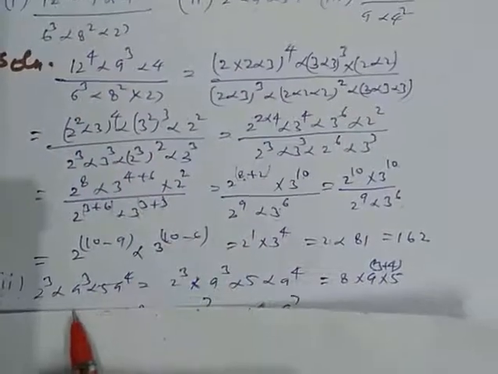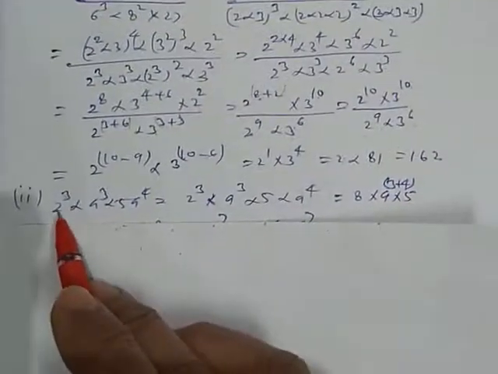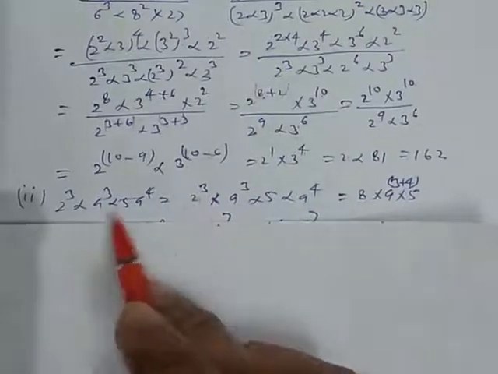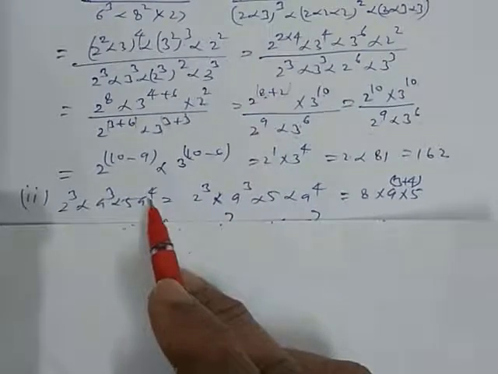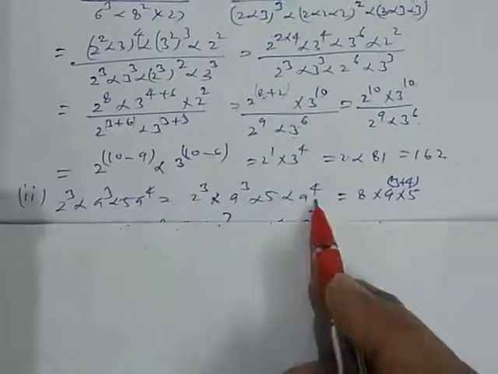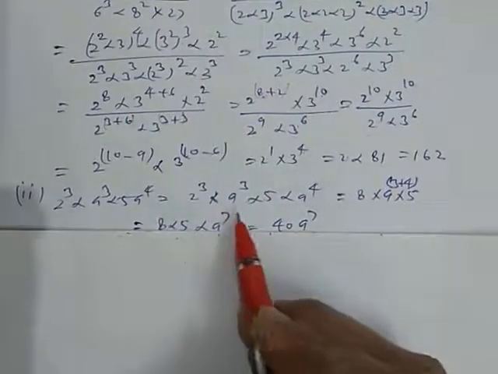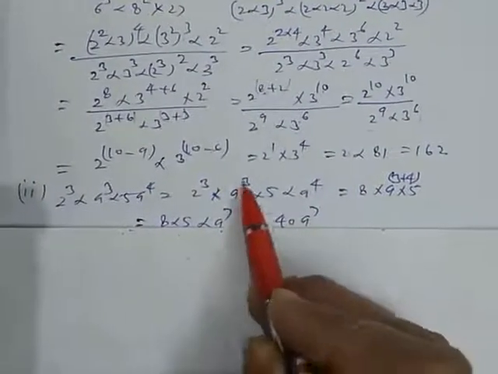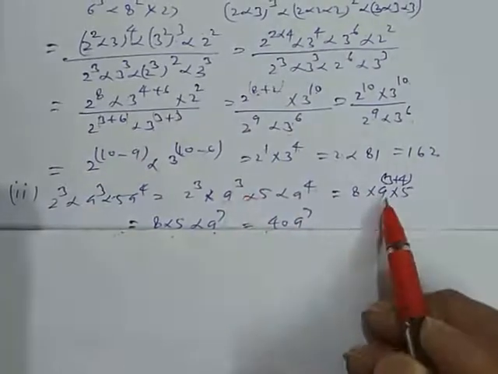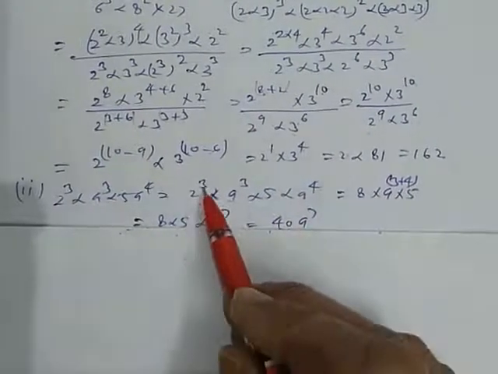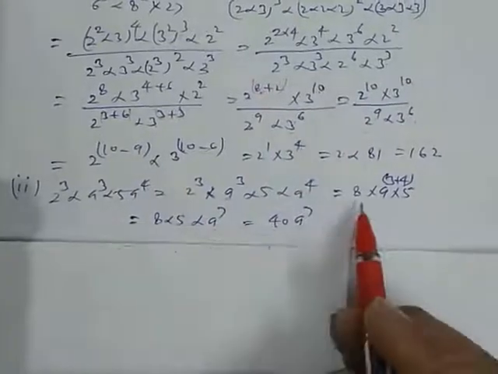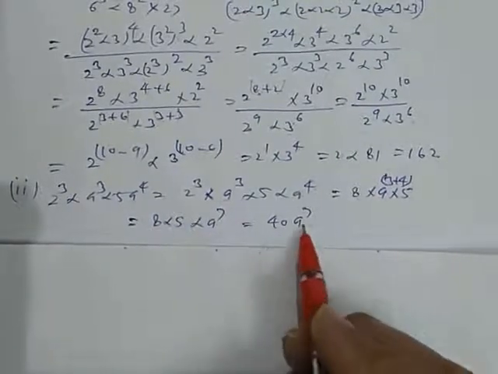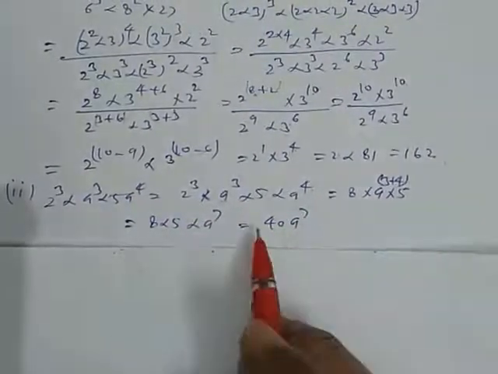Now we solve the second part. 2 cube into a cube into 5a4. So this 2 cube, this a cube, this can be written as 5 into a raised to the power 4. So here a cube and a4, same base, but the exponents are different, so we add them. A raised to the power 3 plus 4, and 2 cube is 8, and this 5 here. Now this 8 and 5 here, and this becomes a raised to the power 7. 8 fives are 40, a7. So this way we can solve this.